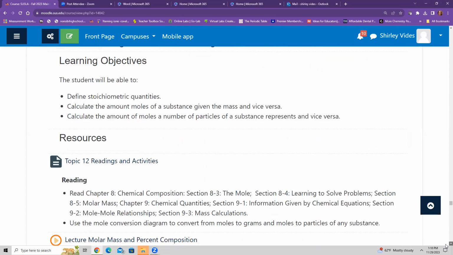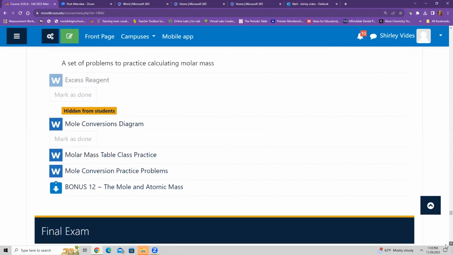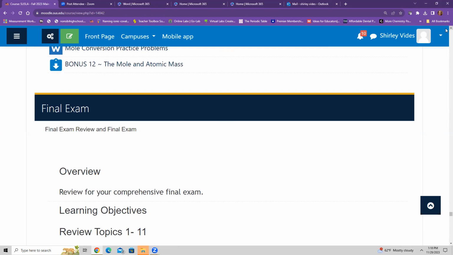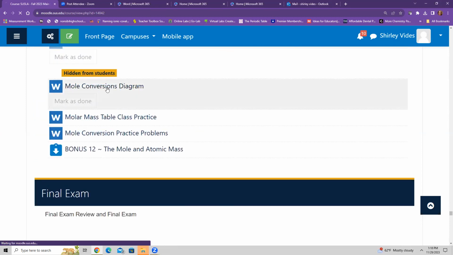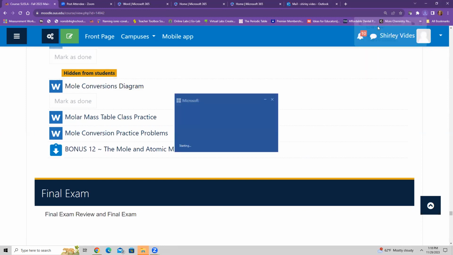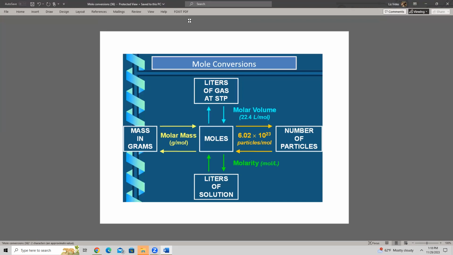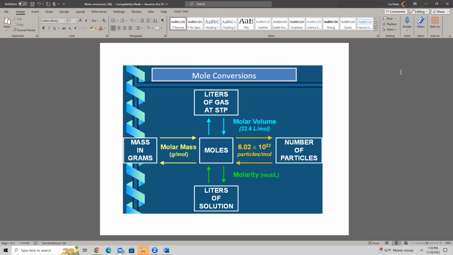All right. So we are going to do some conversions. But first, you're going to look at something that is very good to look at, which is called the mole conversion diagram right here. You might want to take a picture of it because it tells you which way to go. Just take a picture of this. Okay. And we're only doing the yellow brick road, not the blue and green brick road.